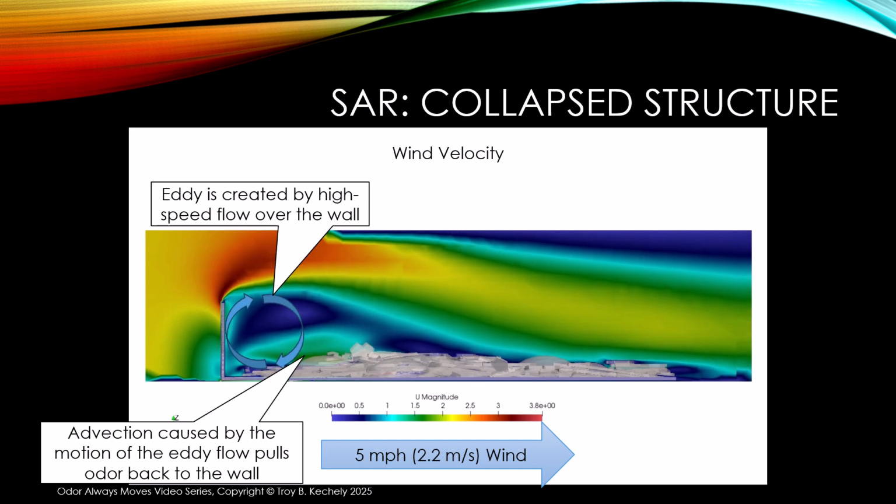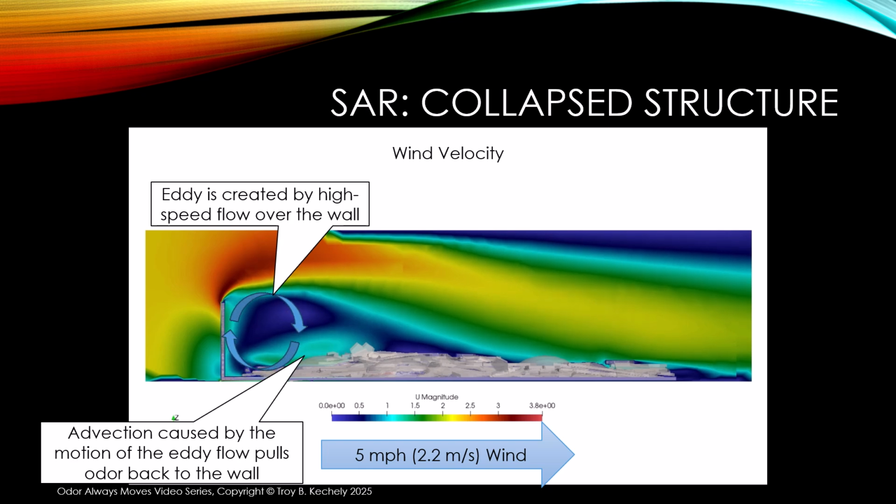Okay. And what's important to remember is that the motion of the eddy is pulling that odor in. So it's really advection. The faster wind going up over the wall creates a low velocity area. It pulls the air on the backside of that wall up into that flow, creating this circular motion. And that air going up the backside of the wall is pulling the air along the ground and just creating that circular motion. And it's pulling all the air in that rubble pile into it, including the odor.